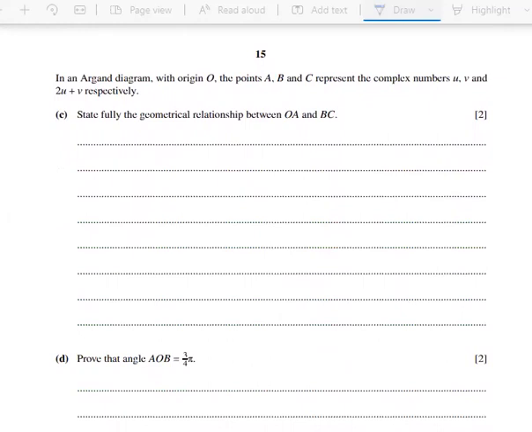It says in an Argand diagram with origin O, the points A, B, C represent the complex numbers u, v and 2u plus v respectively. State fully the geometrical relationship between OA and BC. All right, so in the Argand diagram, let's draw a rough sketch. You know that this is the imaginary axis and this is the real axis. This is the negative real axis. This is the negative imaginary axis.